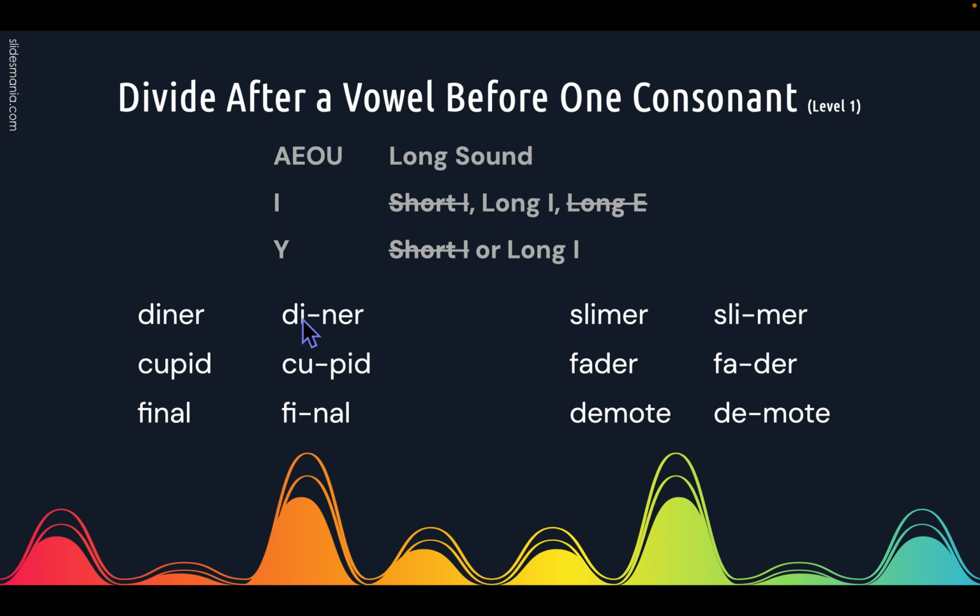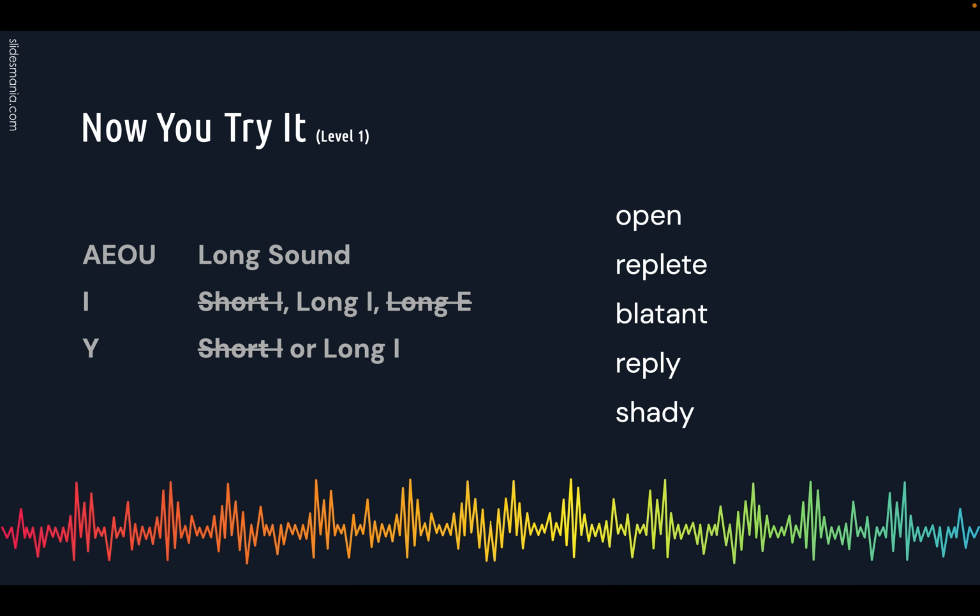Now, what would happen if we tried to use the short I sounds in these words? Well, then you would say dinner, but dinner is actually spelled with 2 N's. Likewise, the word slimmer has 2 M's, so you could split between them and use the short I sound. So that's why we have diner rather than dinner and slimer rather than slimmer. All right, go ahead and try these 5 words and restart the video once you've done them.